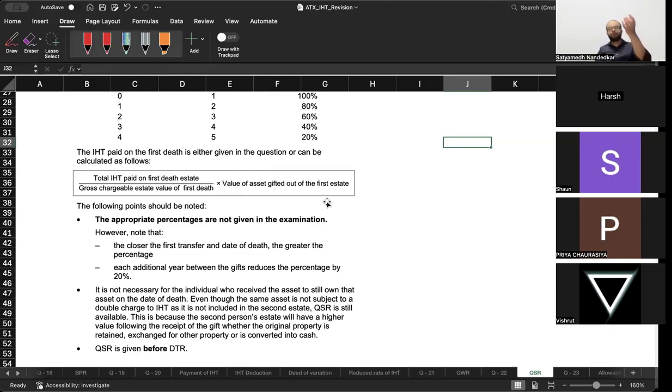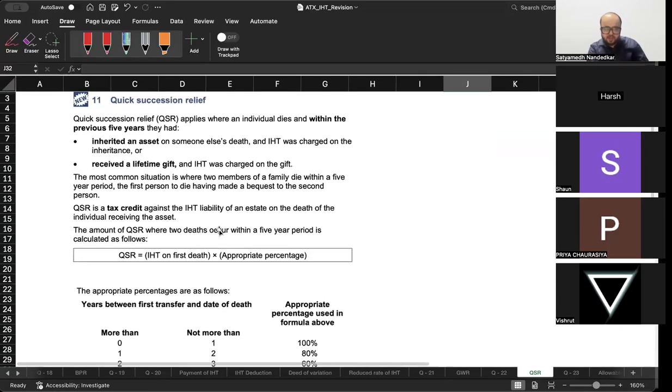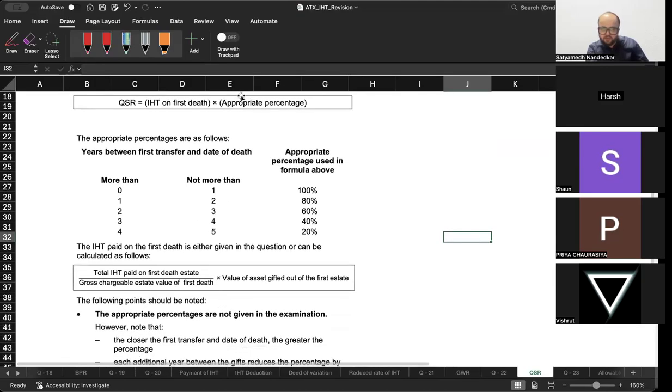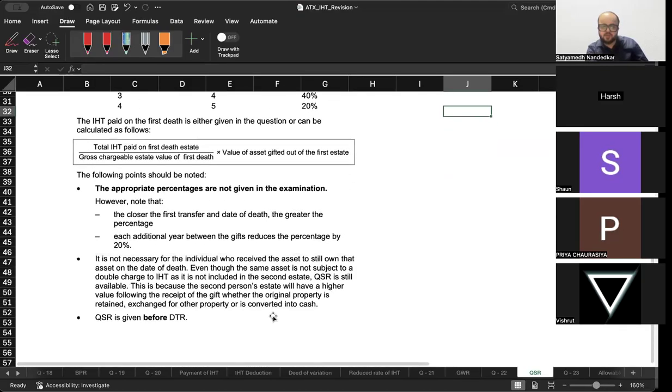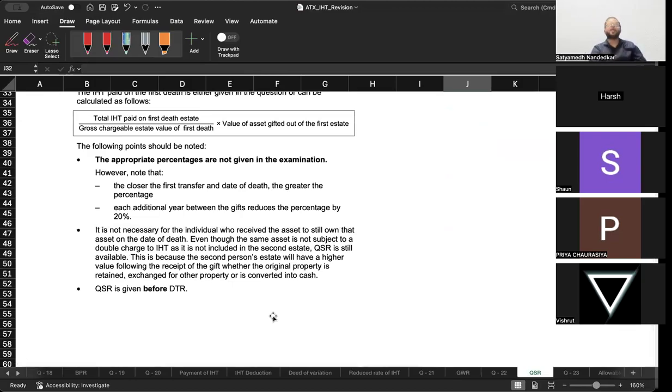Now what I'll have to do is take the gross chargeable estate value and consider कि gross chargeable estate value 2 lakh पे कितना IHT पे किया. Say it is 35,000. Now in respect of this gift, what is the proportionate IHT? I will have to calculate that using this formula and then IHT on first death into appropriate percentage gives me my quick succession relief. Quick succession relief is given before double taxation relief is given. Double taxation relief जो है वो हमने कल एक बार देखा है.